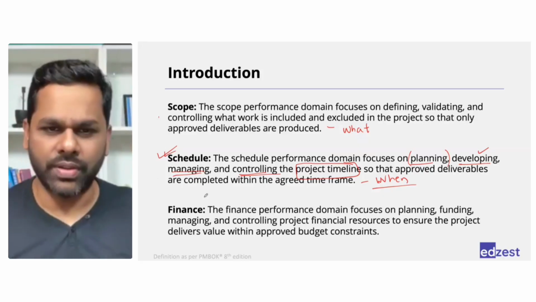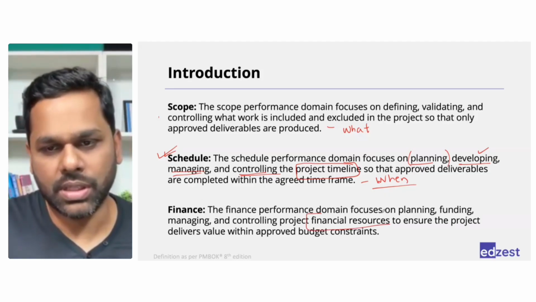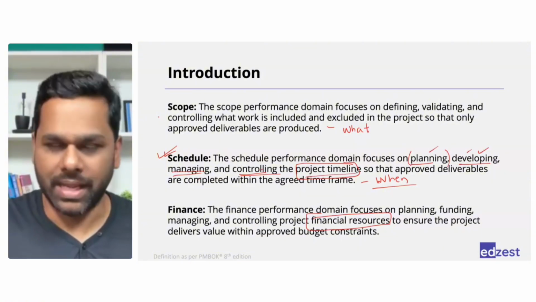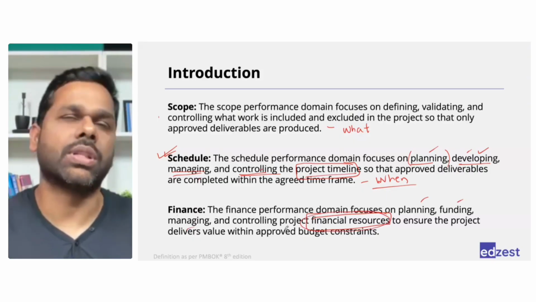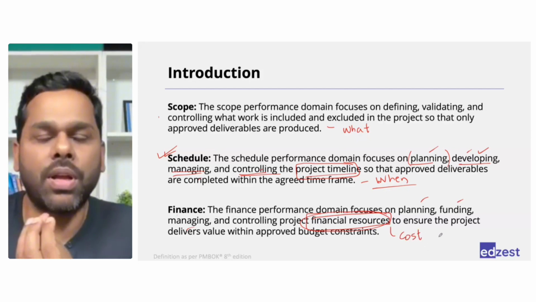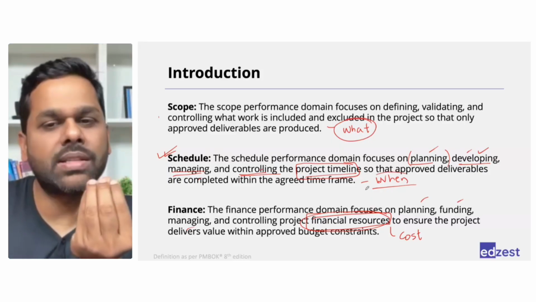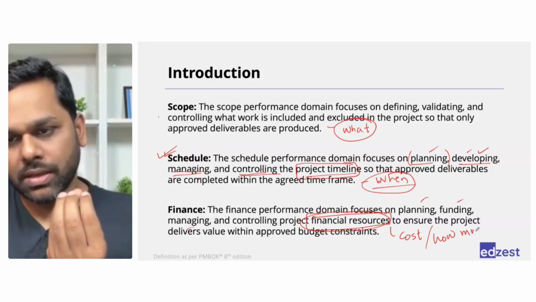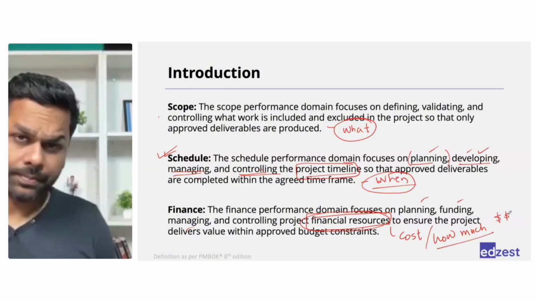And the third part is the cost or the finance part. Finance focuses on the same thing, but on financial resources. Right? So schedule is about planning, developing, managing, and controlling the timelines. Finance is about planning, funding, managing, and controlling the financial resources. Basically, money, the cost that you need to complete the project. Right? So scope is what needs to be delivered. Schedule is when it is supposed to be delivered. And finance is how much would be needed in terms of money, of course, to complete the project.